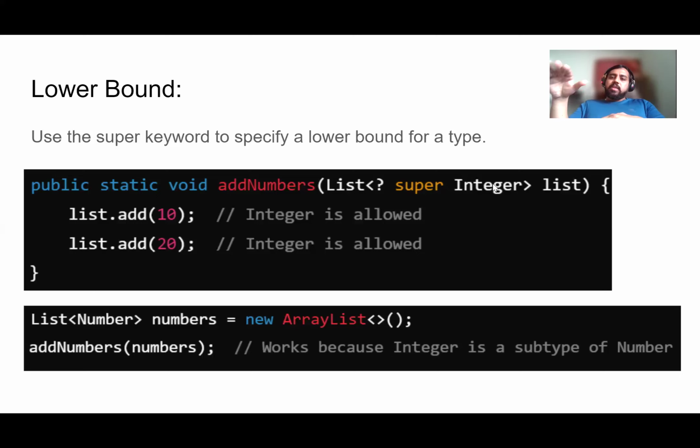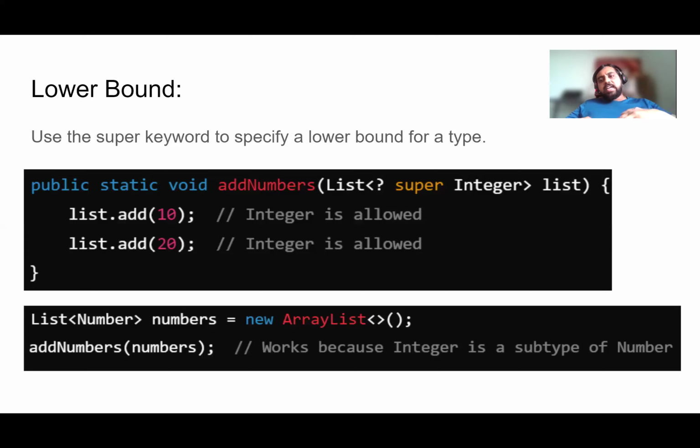On top of that, it can accept its parent type, that is Number type also. Here I'm adding 10 and 20. I'm creating an ArrayList which is of type List of Number, a parent type, and I'm calling the method addNumbers, passing a list of Number. But while defining, I defined super Integer, meaning the child is Integer, so it can have a parent like Number also. Number is the parent and Integer is the child. So this is what is called a lower bound.